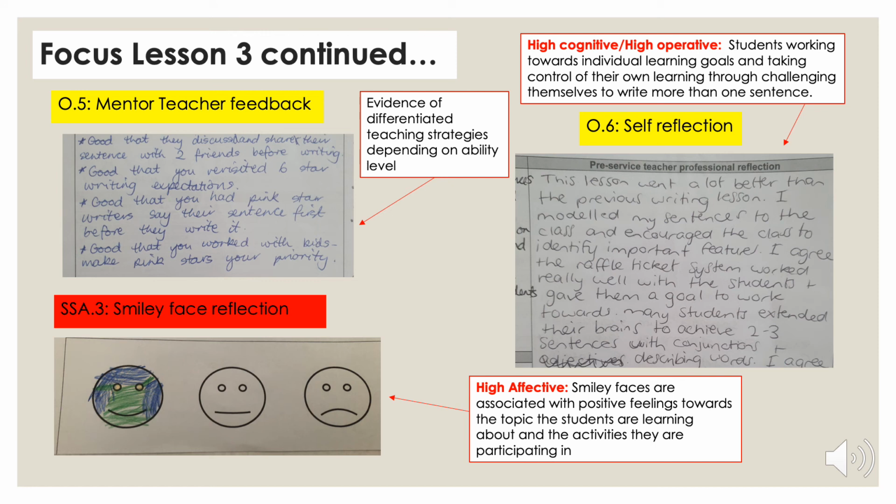The high cognitive, high operative learning experience is again evident within Observation 5 and 6. Feedback from my mentor teacher identifies positive aspects of the differentiated lesson and the high engagement, motivation, and participation of the students. Student Self-Assessment 3 further supports the strong engagement of students within the lesson through identifying positive student attitudes and enjoyment with the learning activities they were participating in. The overall response was a smiling face.